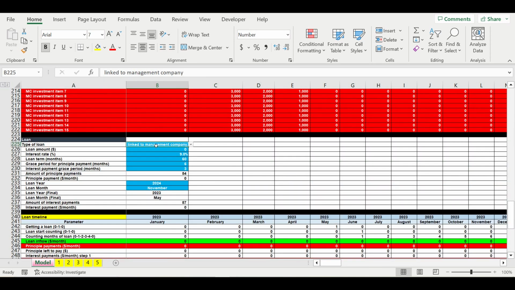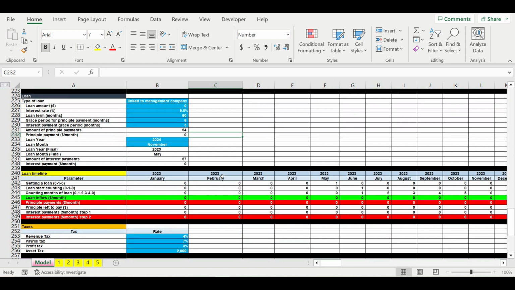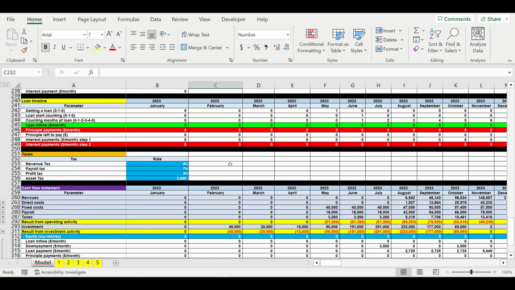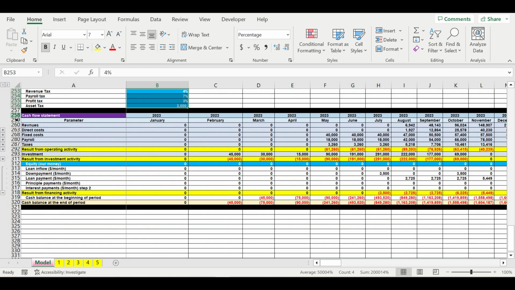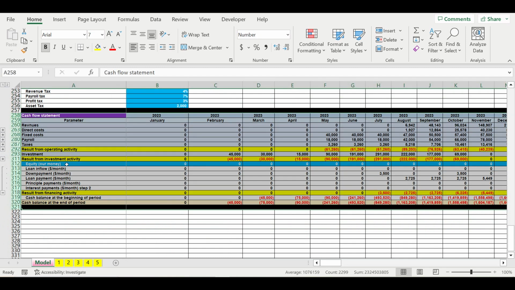Then we have a loan. We can link this loan to the management company or take it independently and set up this loan independently. So here we can specify the amount of the loan, interest rate, loan term, grace period for interest payments and principal payments. Here we can specify when we get this loan, if it is independent and is not linked to the management company. Then here we can specify taxes, and then finally the whole story comes into the cash flow statement.